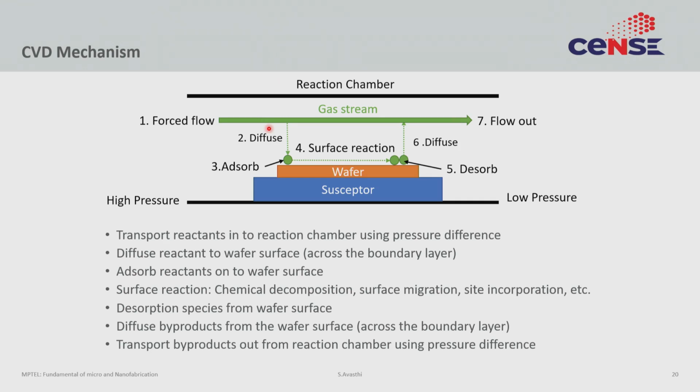Why not drift? You will see in a minute. It is because we form a boundary layer, and the only way things move through the boundary layer is by diffusion. Then the precursor must adsorb on the surface, and on that surface it must do a surface reaction, forming particle nuclei which must nucleate to form a film, and then the byproducts must again diffuse back out into the gas stream, and the gas stream then flows out into your vacuum chamber. So, let us take each of these components one by one.